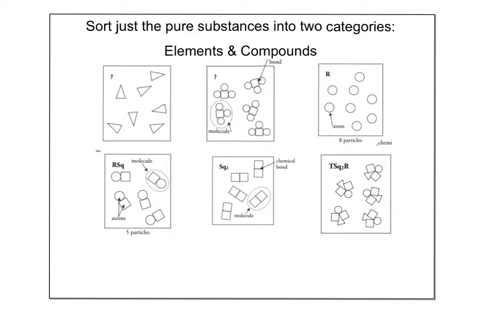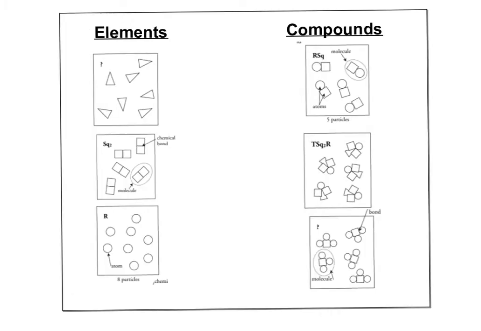So what I did is I took those 6 pictures that we labeled as pure substances, and now I want you to separate these even further. Separate the pure substances into elements and compounds. Pause the video and I'll put up the answer. So here are my elements. There are 3 and then 3 compounds.